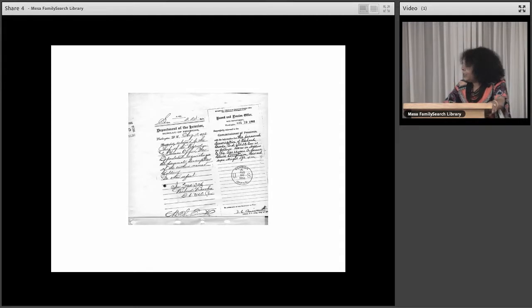This is the enlistment paper for my great-granddad. It says, the personal description of Richard Brooks, Company D, 6th United States Cavalry, is as follows. Born in Hopkins County, Kentucky, age 28, a farmer, black complexion, hair and eyes. I think that's black. And his height was 5'4", so he wasn't any taller than I am.